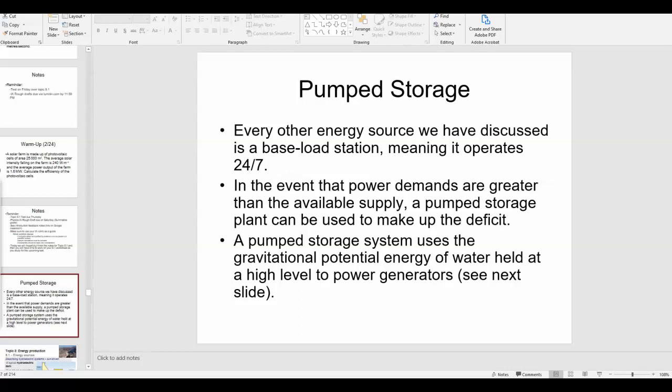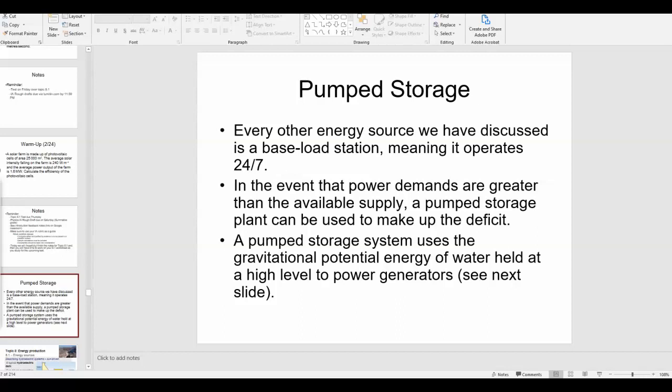The way a pump storage system works, and it's really important that you understand the concept, because a lot of problems, kind of like the specific energy calculations we did before, don't necessarily use a set equation. You kind of have to use your reasoning skills and your problem solving skills to answer certain questions, assuming that you know the basics of how these work.